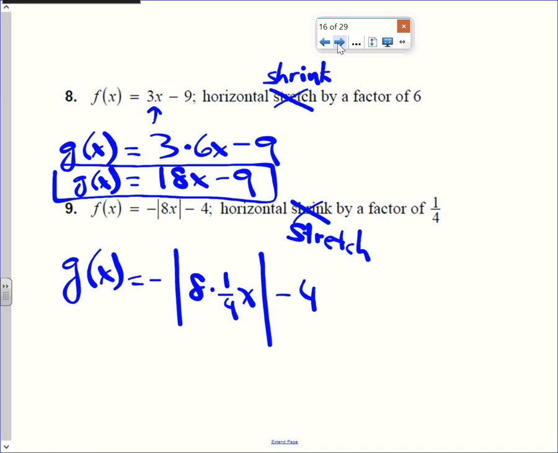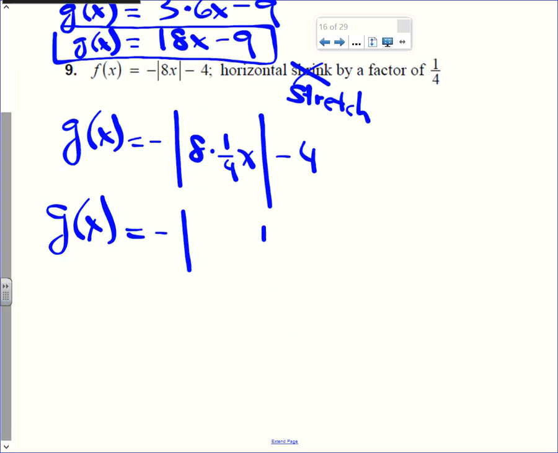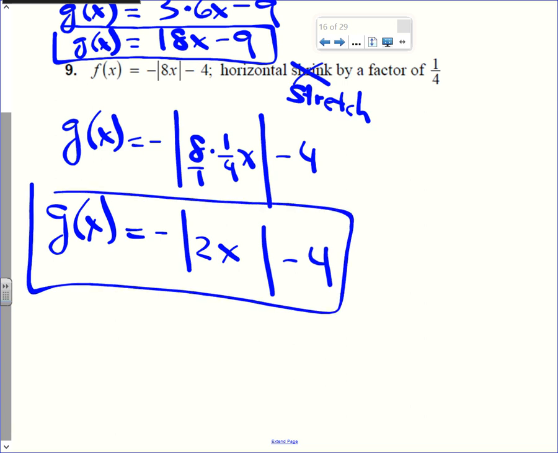Let's keep going now. Let's simplify. g of x then is negative absolute value. 8 over 1 times 1/4. That's 2, huh? 2x minus 4. Here's your new function. This function would be a horizontal stretch of that function by a factor of 1/4. So this is a review of the difference between multiplying an input, that's just the x, versus a whole output, that's a different transformation.